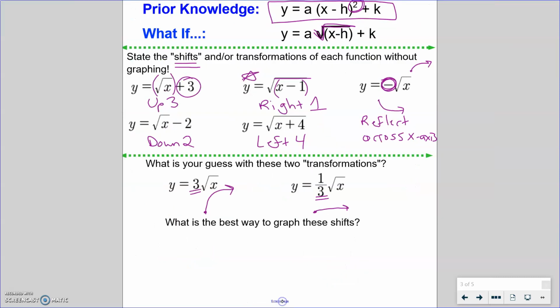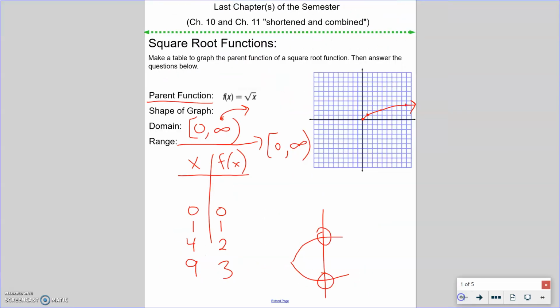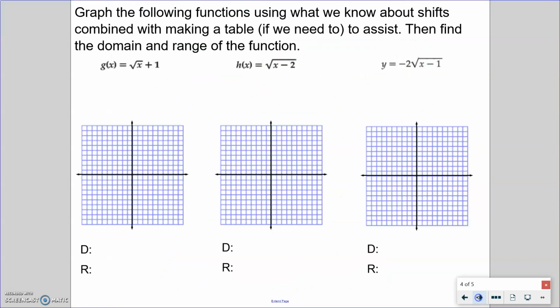My recommendation for these: what's the best way to graph these shifts? It's not a science. It's not, oh, here's the pattern and here's how the 3 works, like it did for quadratics. We can't just go, oh, because there's a 3 in the front, I can go up 3 over 1, up 9 over 1, up 15 over 1, right? There's no trick. So when you see those transformations, just make a table. Plug in numbers, see what happens, just like we did on this first slide. You'll get the general shape, and that works just fine for me, okay? So your backup is to always make a table.